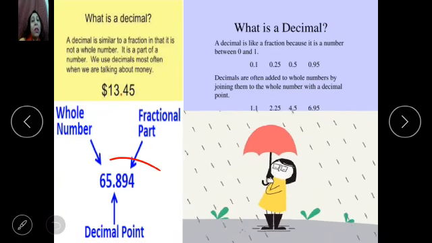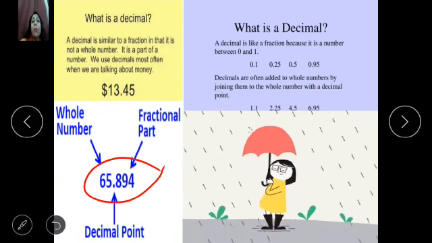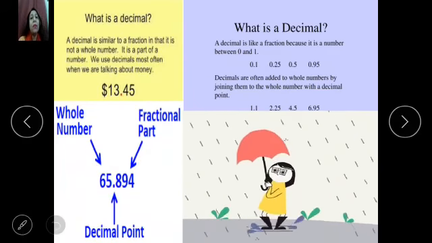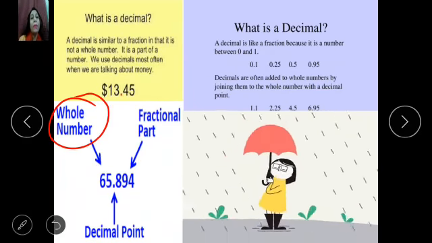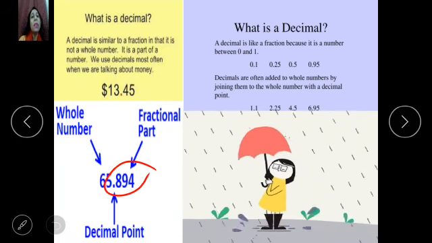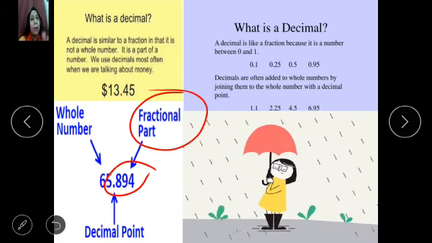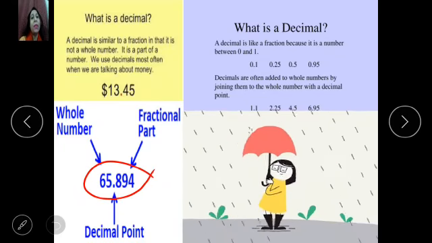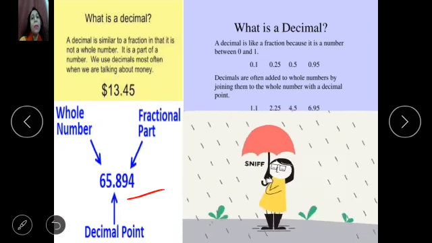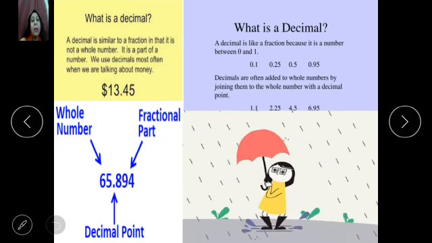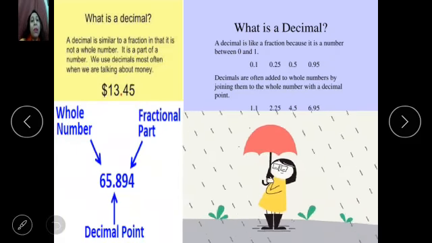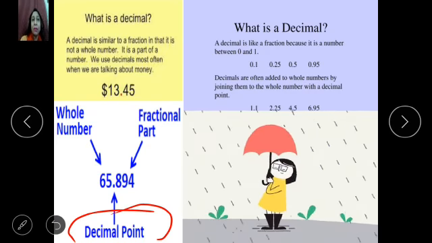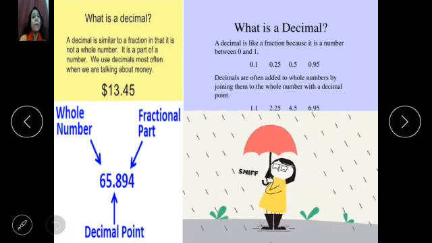Now come to the next example. Here I have taken one number, 65.894. Here 65 is a whole number and 894 is a fractional part. Is that clear, children? Now these two parts, 65 and the fractional part, are separated by a point. That is called the decimal point. Is that clear, children? Now come to the next.